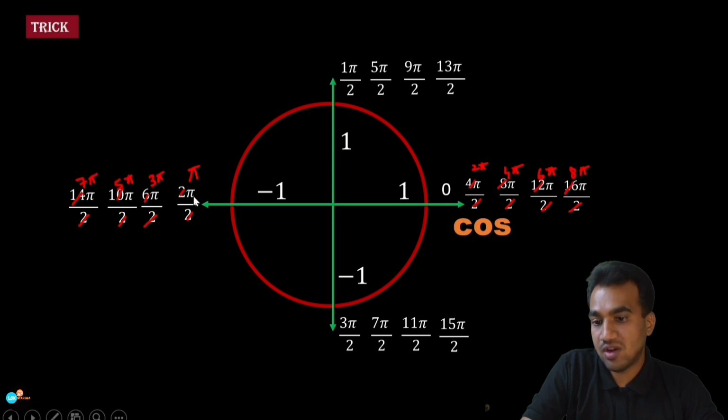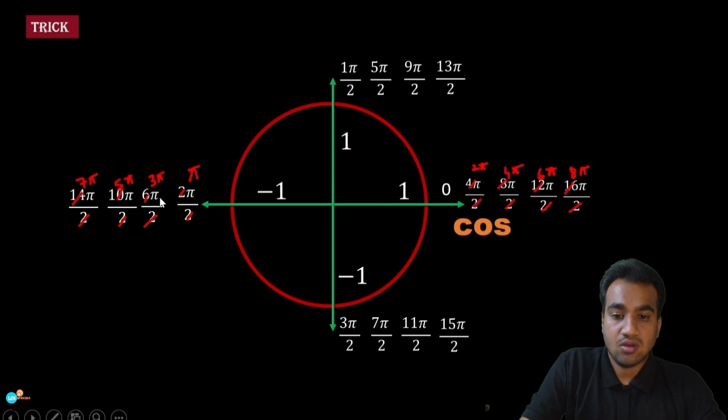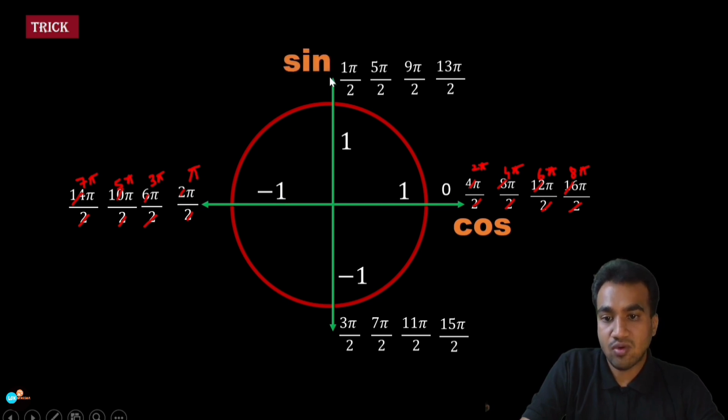But if you come to the left side, cos pi is -1, cos 3 pi is -1, cos 5 pi is -1, cos 7 pi is -1, but sine pi is 0, sine 3 pi is 0, sine 5 pi is 0, and so on. So sine has no horizontal values. Now let me come to the next one, sine. See, sine has only vertical values and no horizontal values, but for cos there are no vertical values.